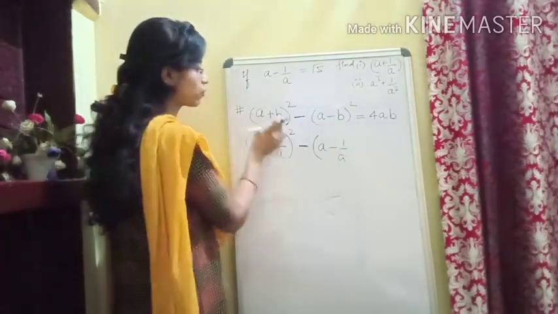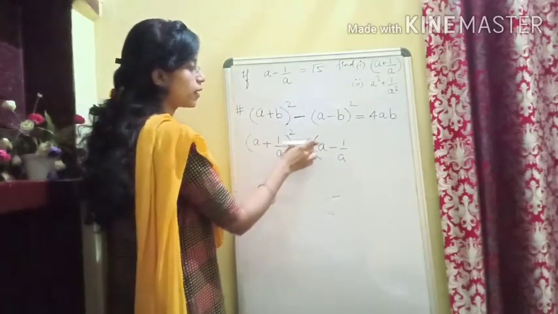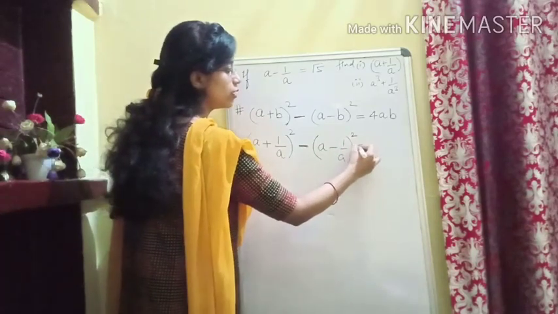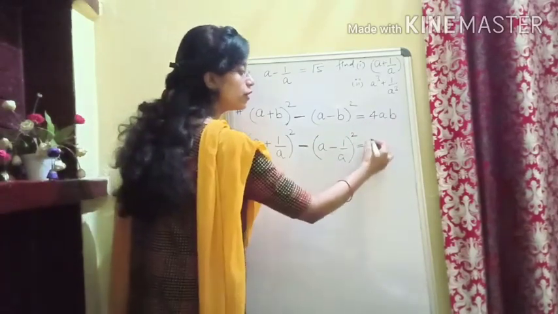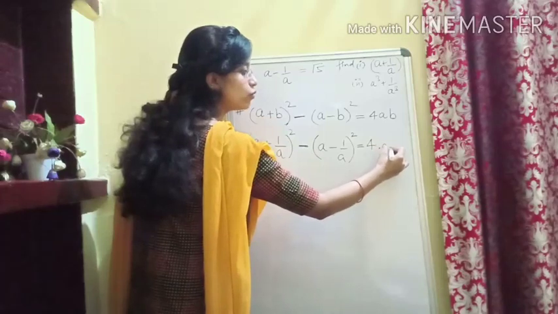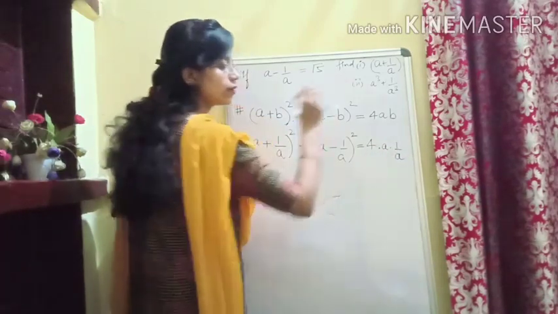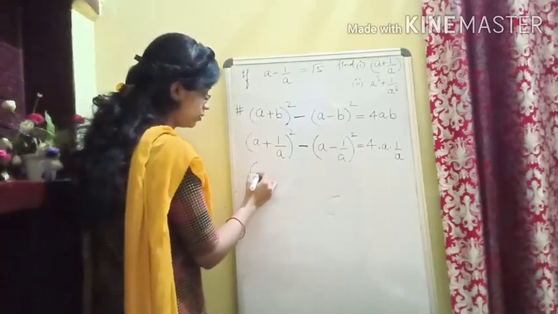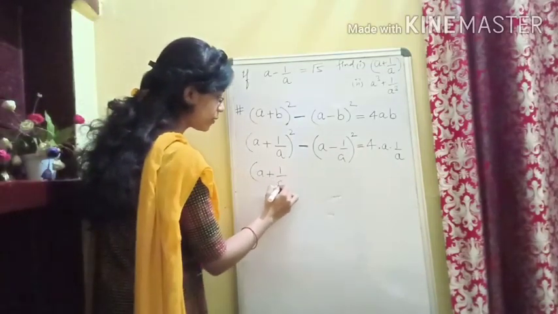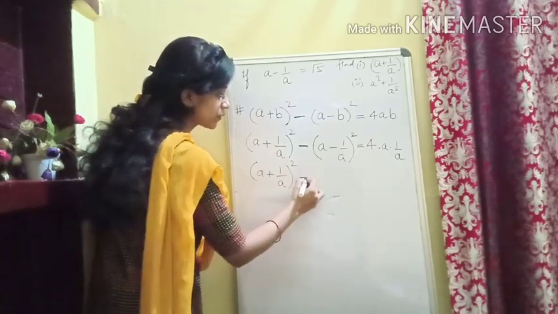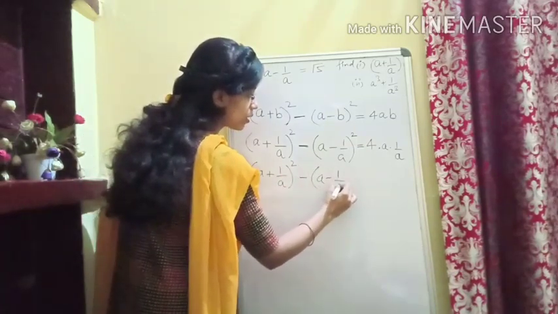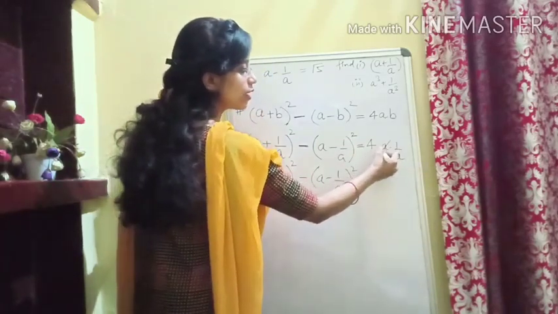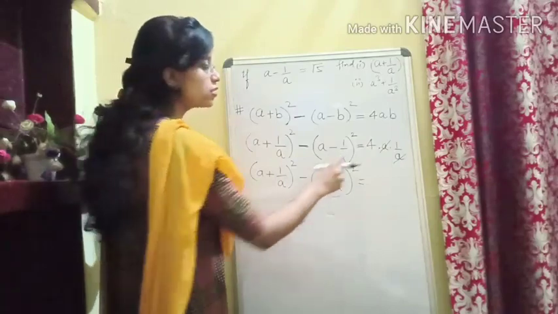Sorry, I have to apply the square, because (a plus b) squared minus (a minus b) squared, that is (a minus 1 upon a) squared, equals 4 into a into b. 4 into a is a only and b is 1 upon a. Okay. Now see, let us simplify. What do we have? (a plus 1 upon a) whole square minus (a minus 1 upon a) whole square. And on the right hand side, this a and this a we can cancel, so 4 into 1 will be 4.